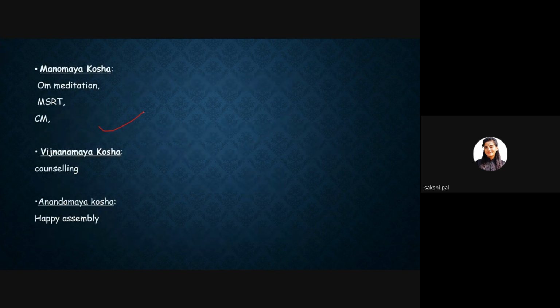Manomaya Kosha, all the meditation techniques at the time of the cycle. The girl will not go for asanas, or can go for asanas, but very light, very simple asanas which can release the back pain and all, like little Dhanurasana, Bhujangasana only up to the elbows. And meditation they can go for, like OM meditation, MSRT, cyclic meditation, all they can go for, which will lead to relaxation in their mind and further lead to releasing the problem.